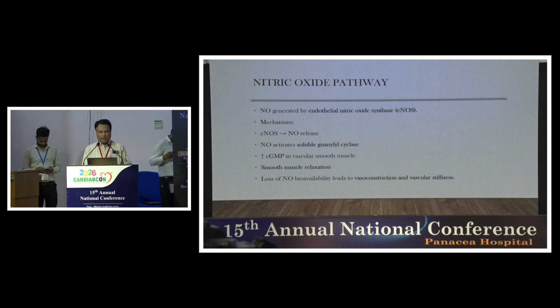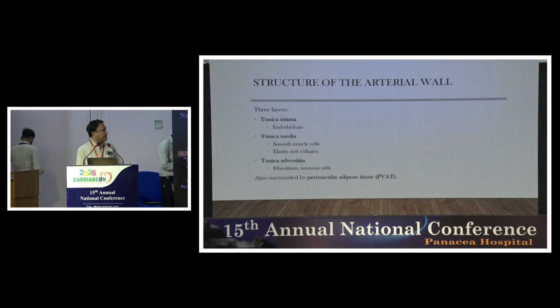Nitric oxide pathway, this all is a molecular thing, and it ultimately causes an increase in cyclic GMP, and that causes smooth muscle relaxation, and this smooth muscle relaxation allows better flow into the tissues and organs. So loss of nitric oxide bioavailability leads to vasoconstriction, and over a long run will result in vascular stiffness.